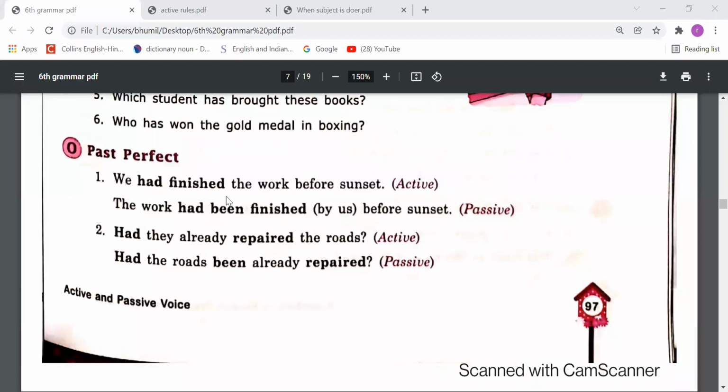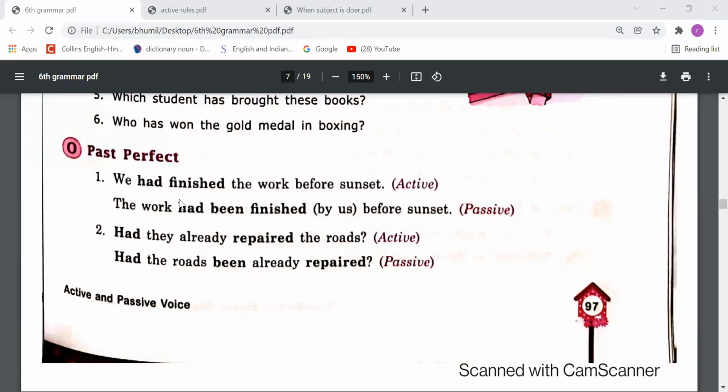That's an active sentence because "had" we have used with the third form, and we have used no be form here. That's why this is an active sentence. And while changing to passive, simply the subject will become the object of the passive sentence and the object of the active sentence will become the subject of the passive sentence. So "the work" will come here because that's the object of the active sentence, and after that "by us" we need to write here, right?